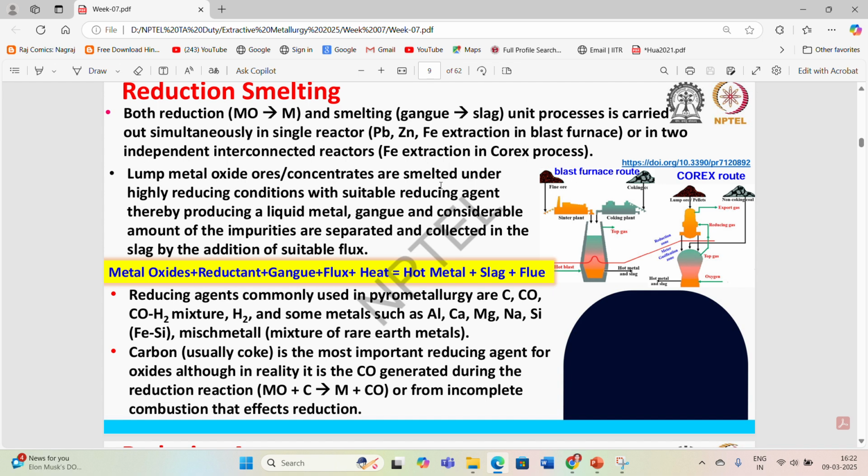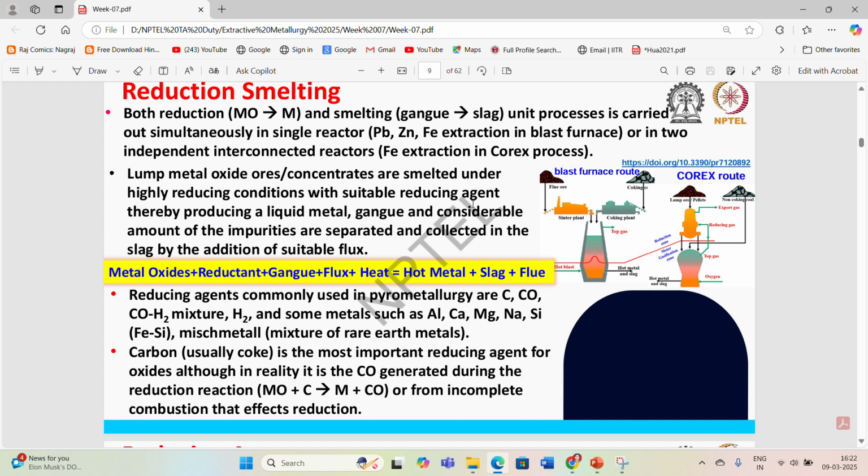Lump metal oxide ores or concentrates are smelted under highly reducing condition with a suitable reducing agent. Generally, in case of iron ore, we go for coke, or carbon, as a reducing material, thereby producing a liquid metal. Gangue and a considerable amount of the impurities are separated and collected in the slag by the addition of suitable flux material. So we are adding metal oxides plus reductants plus gangue material in the form of limestone or dolomite. Sometimes we have to add some SiO2 material as flux inside that.